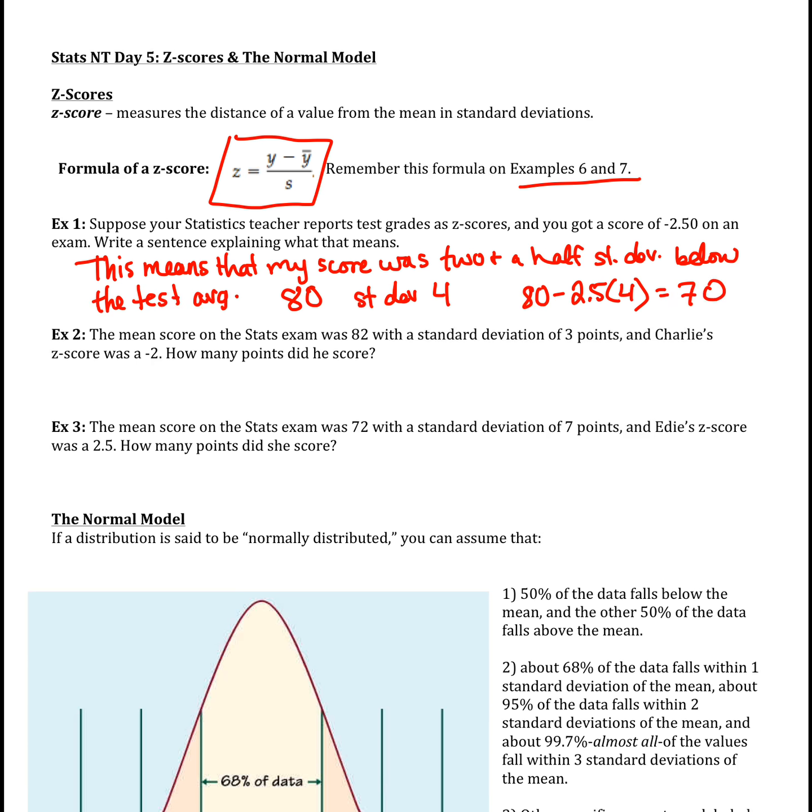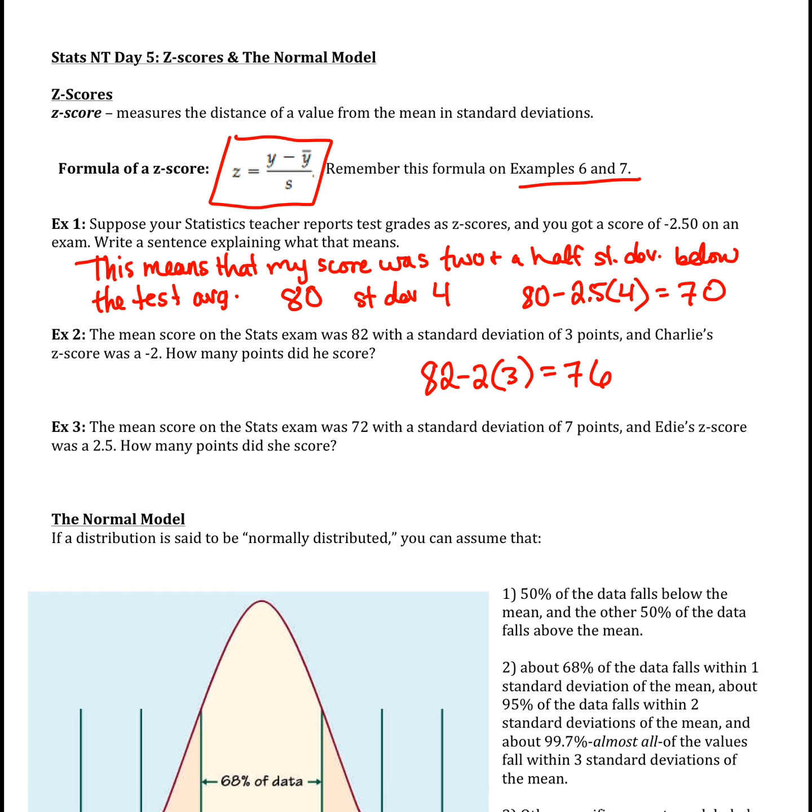Next, the mean score in the stats exam was 82 with a standard deviation of 3 points, and Charlie's z-score was a negative 2. How many points did he score? Well, the average was 82, and his z-score was 2, so he was 2 standard deviations below. Well, what was the standard deviation worth? It's worth 3. So he scored a 76.